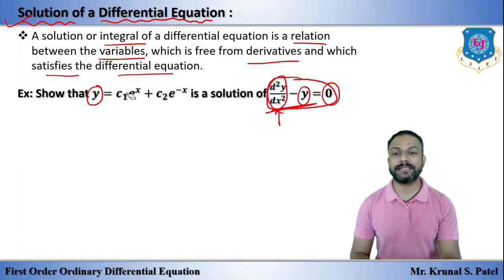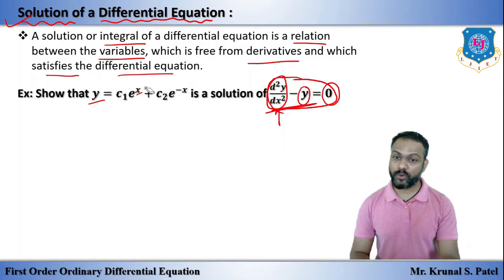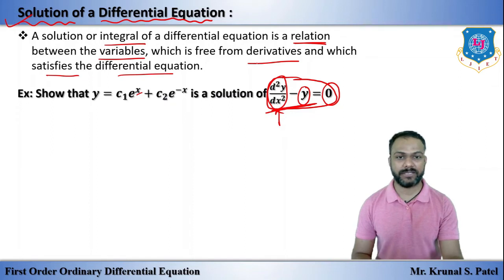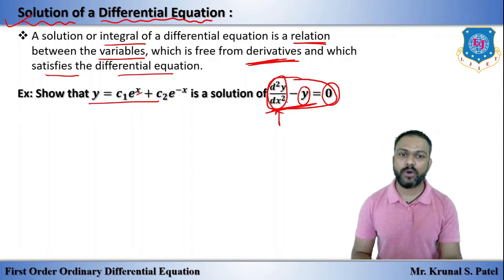And here you can see that this y, the solution, contains only the relation between two variables x and y, and this solution is free from derivatives. Okay, as I told in the definition, that solution is what? This relation between variables, and this relation is free from derivatives. Okay, and which satisfy the differential equation. Let me check that this y satisfies this differential equation or not.